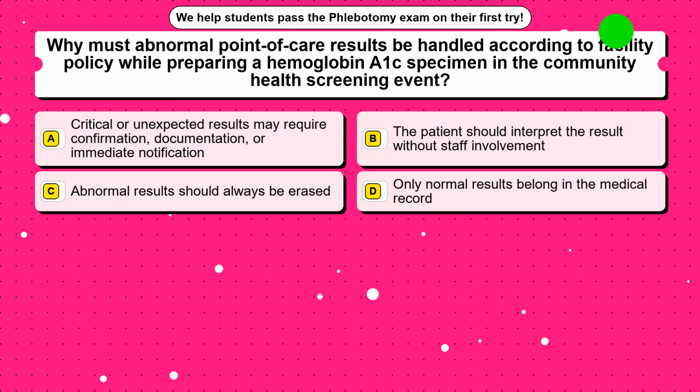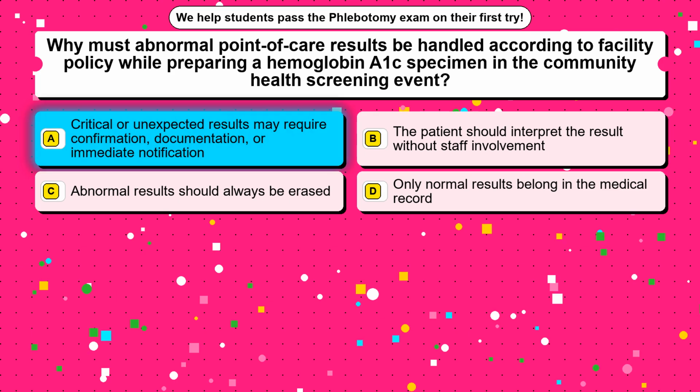Question 75. Why must abnormal point-of-care results be handled according to facility policy while preparing a hemoglobin A1C specimen in the community health screening event? Option A. Critical or unexpected results may require confirmation, documentation, or immediate notification. Option B. The patient should interpret the result without staff involvement. Option C. Abnormal results should always be erased. Option D. Only normal results belong in the medical record.